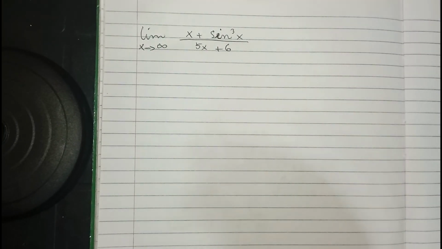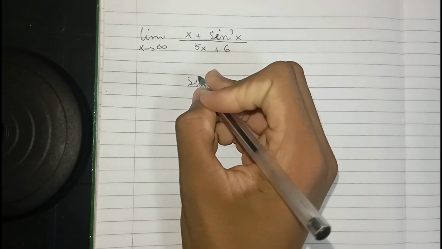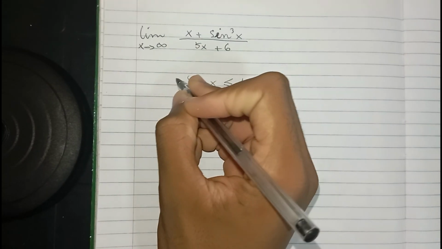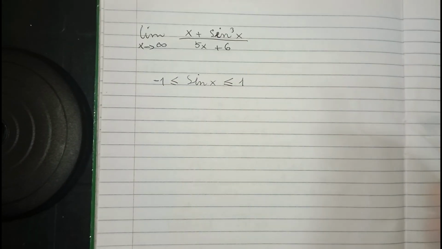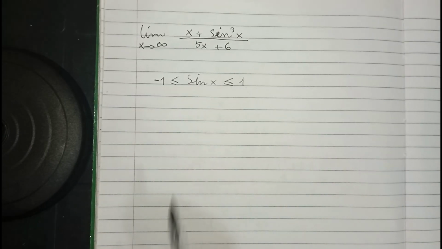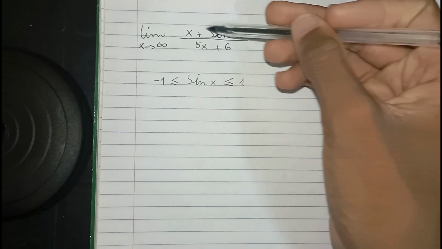Okay guys, today I'm going to solve this limit and I'm going to use what we call the Squeeze Theorem. So first of all, we know that sine, this function, is bounded between 1 and -1. This is true. Whatever x we have as the argument, we'll always have this situation. So the bottom line here is that starting from this we can get here.